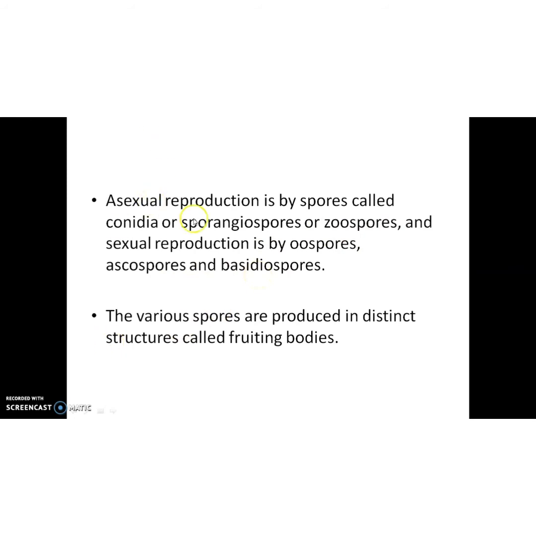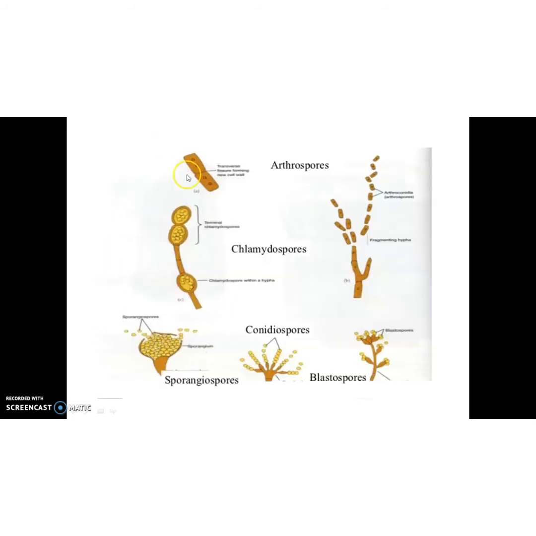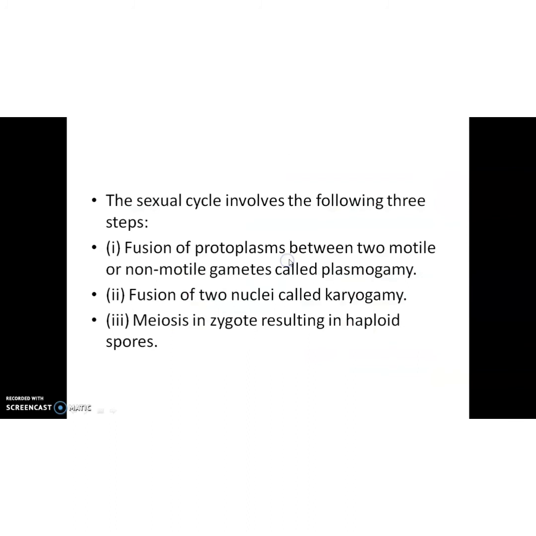Okay, so the various spores are produced in distinct structures called fruiting bodies. So here the first one is arthrospores. Here we can see chlamydospores. Here you can see sporangiospores and conidiospores, blastospores, etc. Okay, children, and from the spores new organisms will arise.